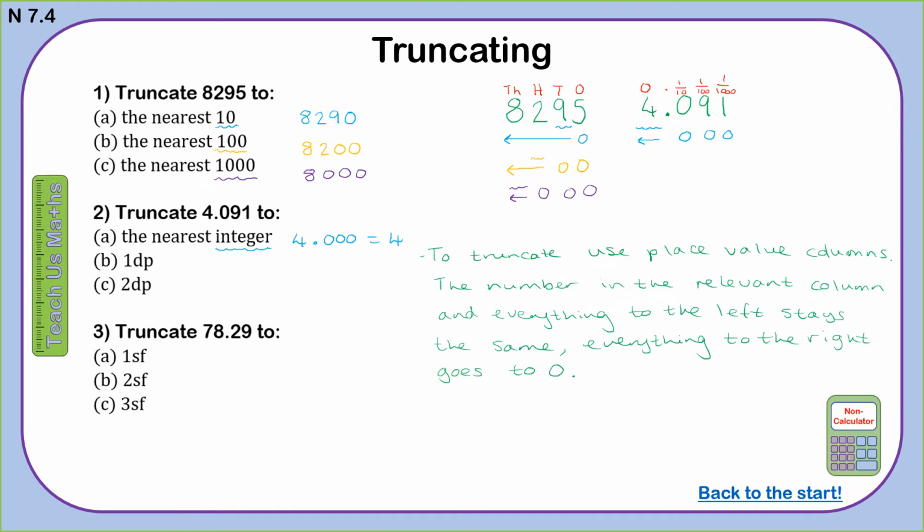Next, we need to truncate to 1 decimal place. We are therefore going to look in the tenths column. This digit and everything to the left stays the same. Everything to the right goes to 0. So when we truncate 4.091 to 1 decimal place, we get 4.000. Now careful here, we're truncating to 1 decimal place, therefore we need one number after our decimal point. So I would write this as 4.0.